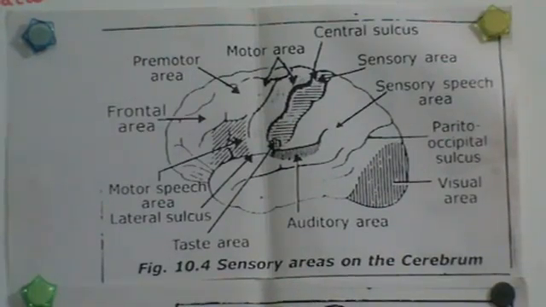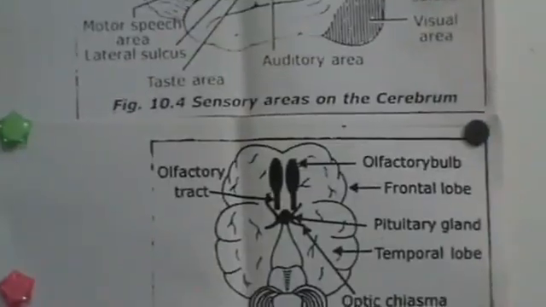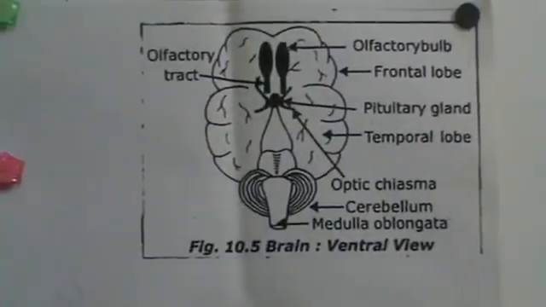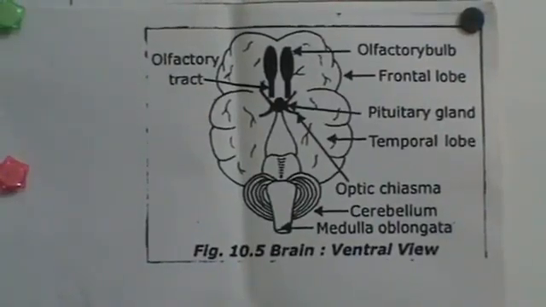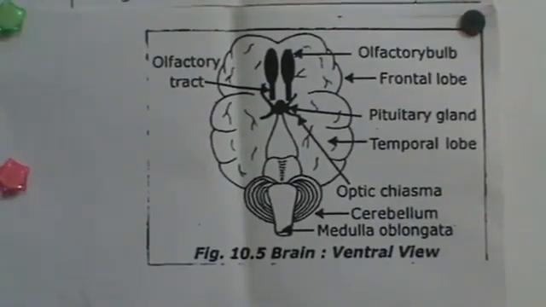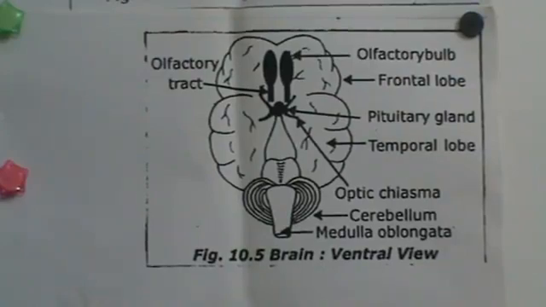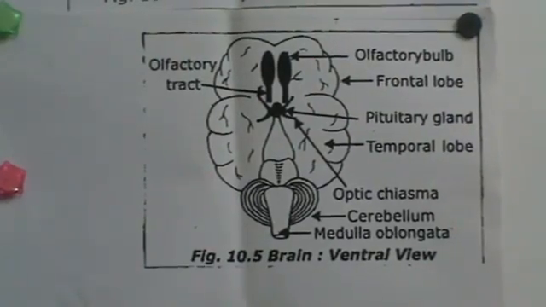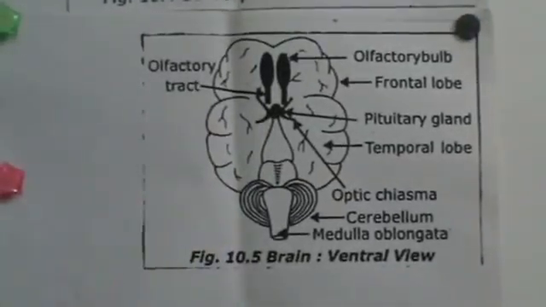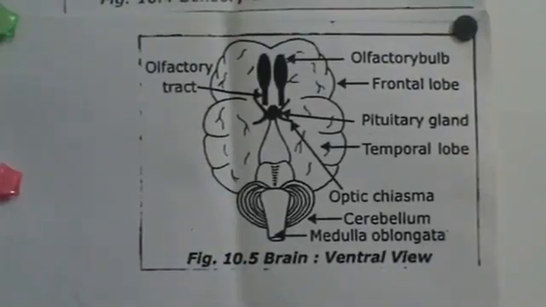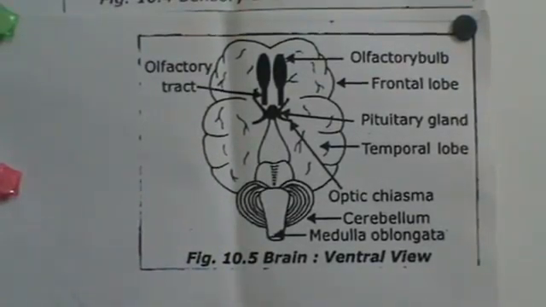Now in this next diagram, we see the olfactory lobes, right? We said that the forebrain is made up of cerebrum along with a pair of olfactory lobes. Now this is what I wanted to show you in this particular diagram. The pair of olfactory lobes are incorporated in the cerebrum on the ventral side. That's your ventral side diagram that I'm showing you.